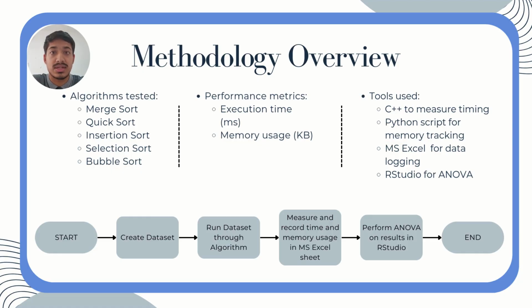The performance metrics of our research are the execution time of each run of every algorithm in milliseconds and the memory usage in kilobytes. The tools that we used during our research are C++ to measure the timing of every run of every algorithm, a Python script to track the memory usage, a Microsoft Excel sheet to record the results, and lastly RStudio to perform analysis of variance, or ANOVA for short.